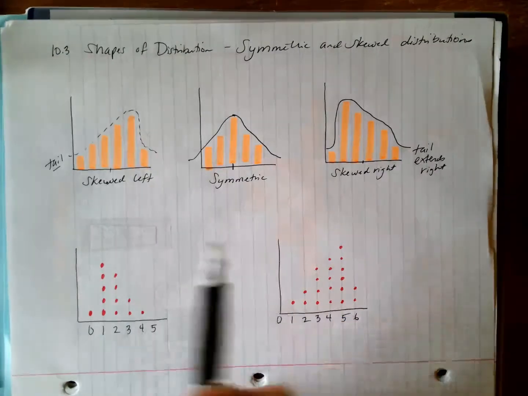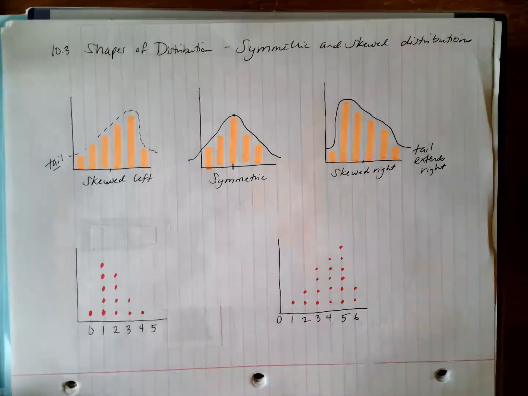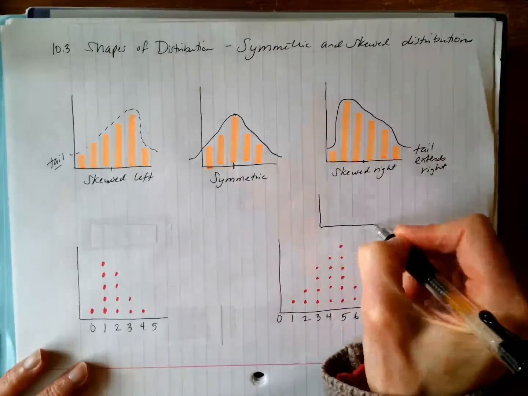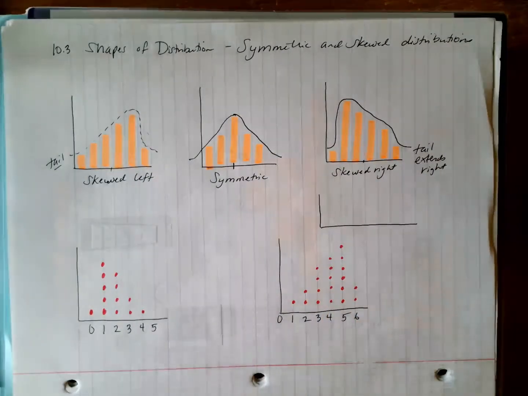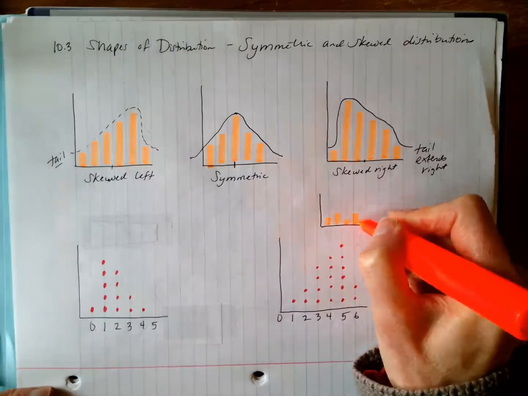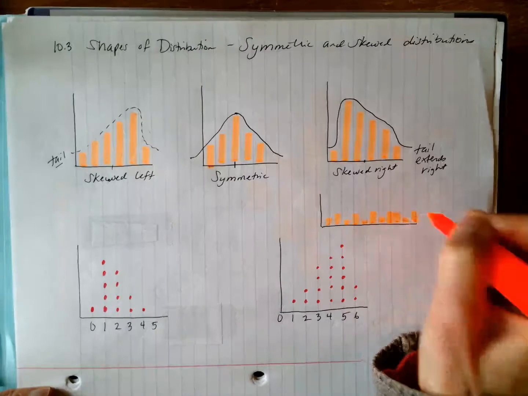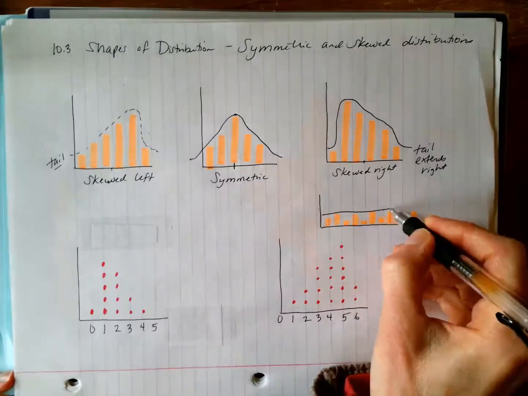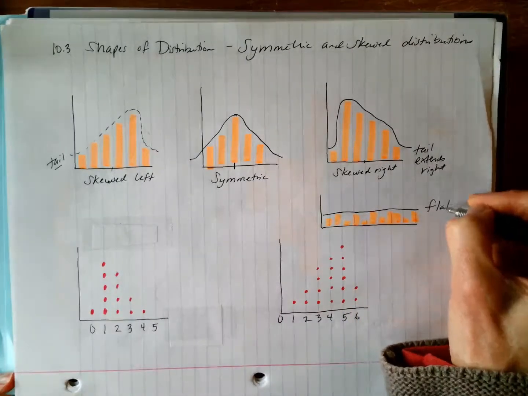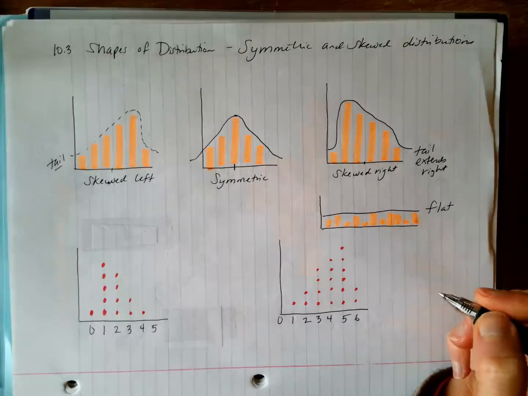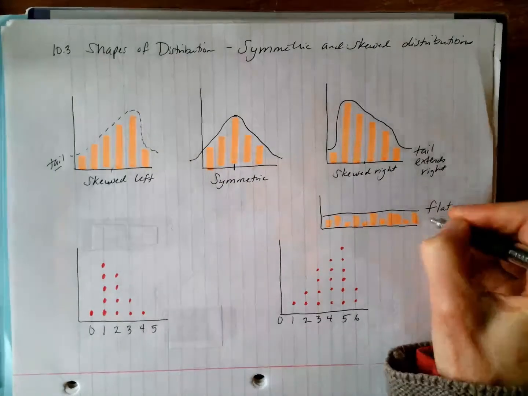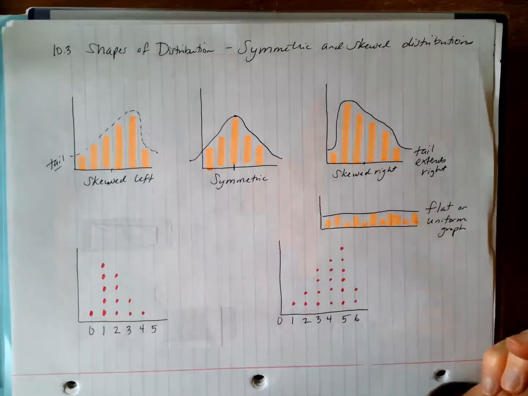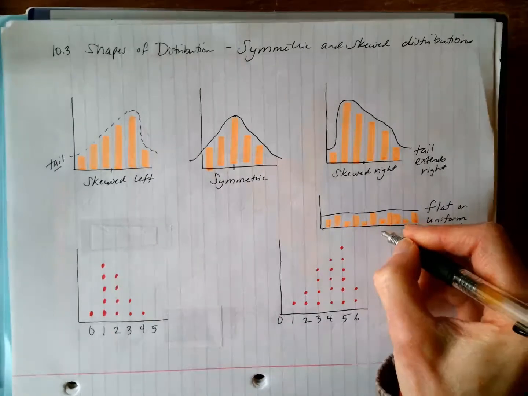The one we haven't talked about yet is a flat graph, and I'm just going to squeeze that one in here. If you've got a graph in which your data does something that looks like this, where you can't really differentiate that there's much shape to the graph at all, and it just makes this flat line, that is called a flat graph. You can also call it a uniform. Flat or uniform graphs are also symmetric.